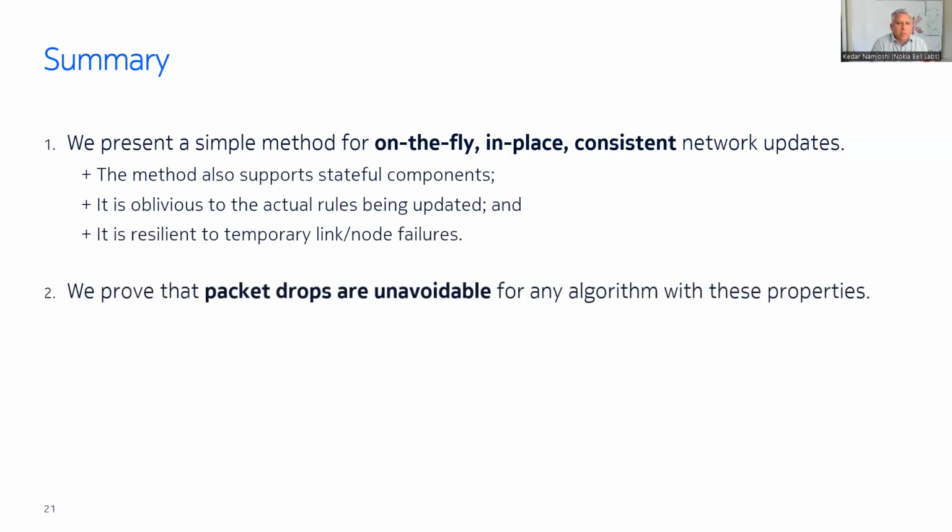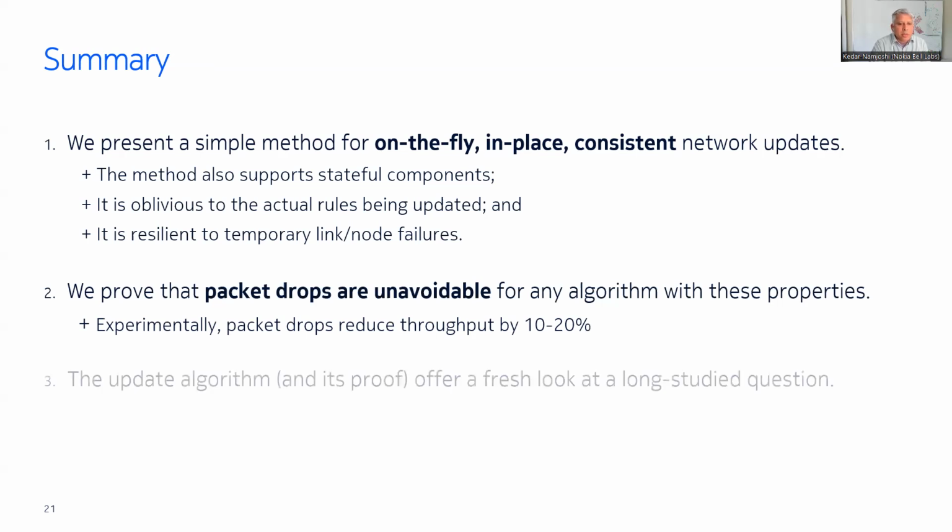We also proved that any in-place and on-the-fly method must drop packets or be inconsistent, and so packet drops are unavoidable. Experimentally, they reduce throughput by 10 to 20%, but we think that by doing some lightweight analysis of the network, we can reduce that number. And finally, for someone who comes to this not from networking, but from formal methods and program verification, it's very nice to see this beautiful distributed systems result find an application to a very real networking problem.